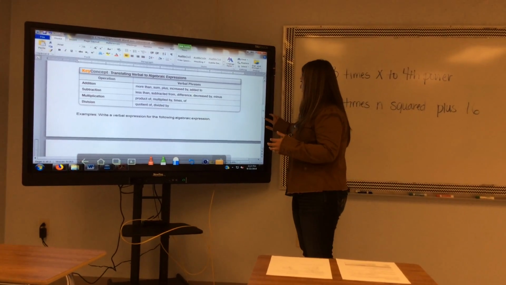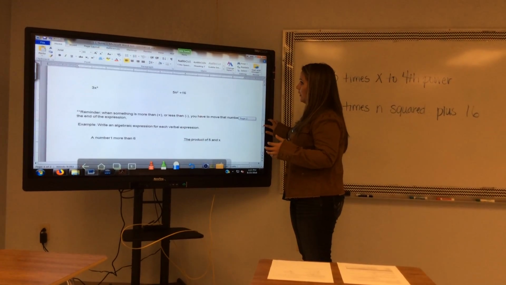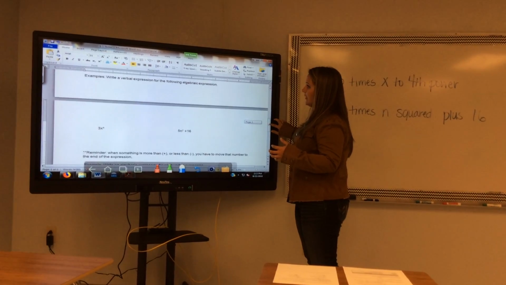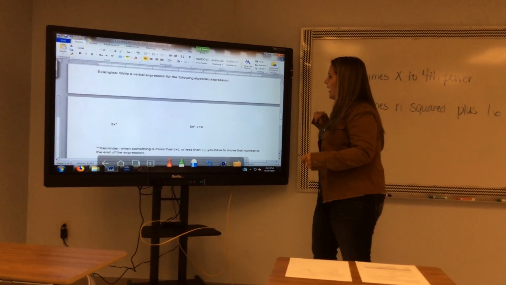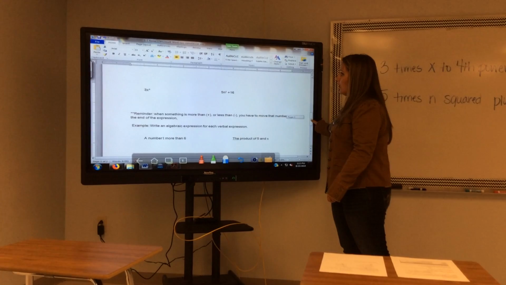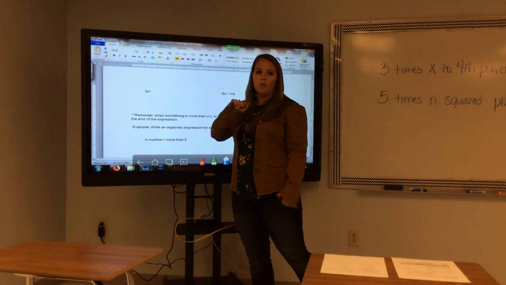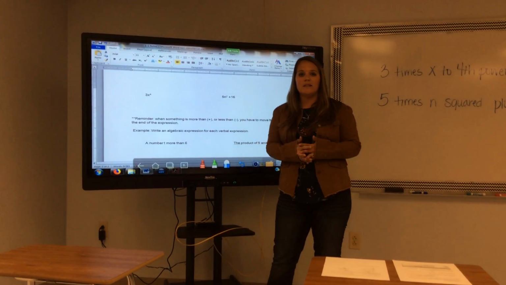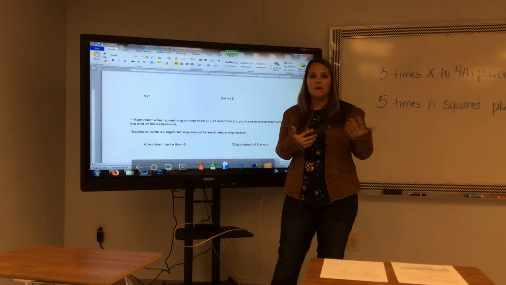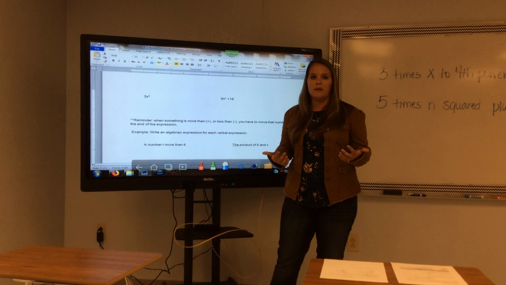So, for our examples, it says write a verbal expression for the following algebraic expression. I have 3x with a little 4. So there's a couple different ways that you could write that. Your answer may be different than someone else's and yours could still be correct.